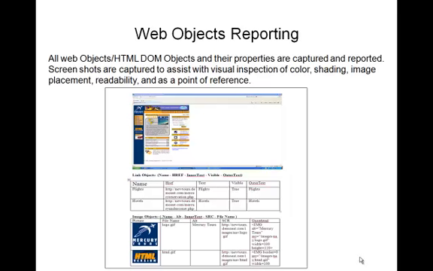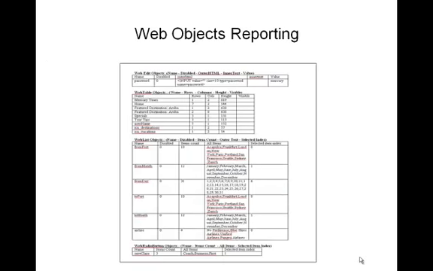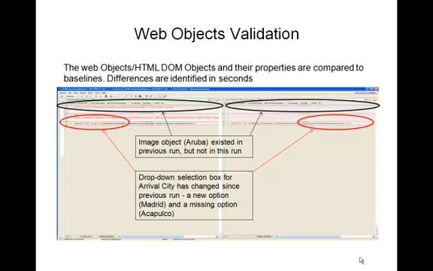All objects and their properties are grouped and reported. Linked objects, image objects, web edit objects, web table objects, list objects, radio button objects, whatever's on the screen on that page will be captured and reported with all of its properties. Once in this format, these reports can be easily compared from run to run to identify all changes. Differences can be identified in seconds.